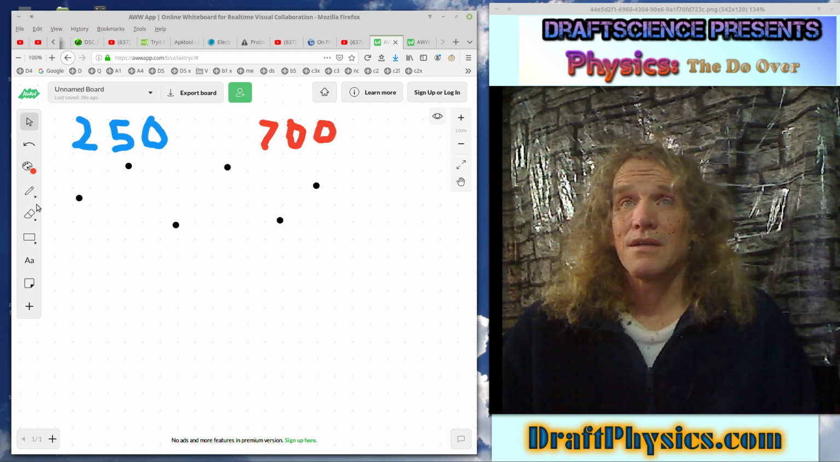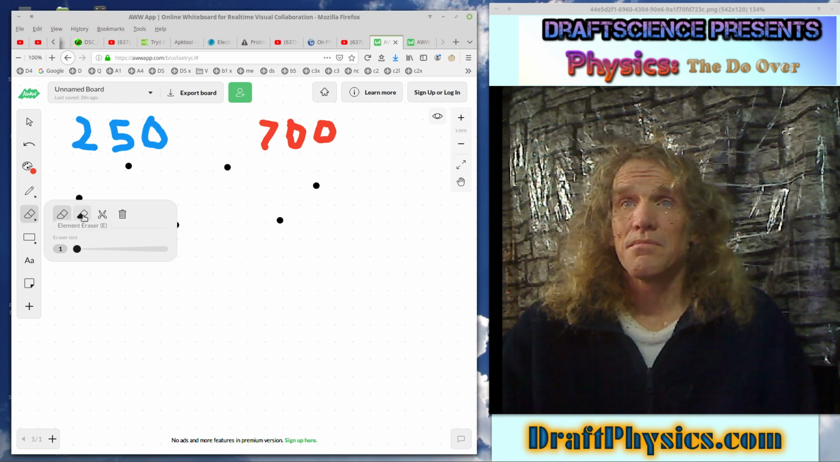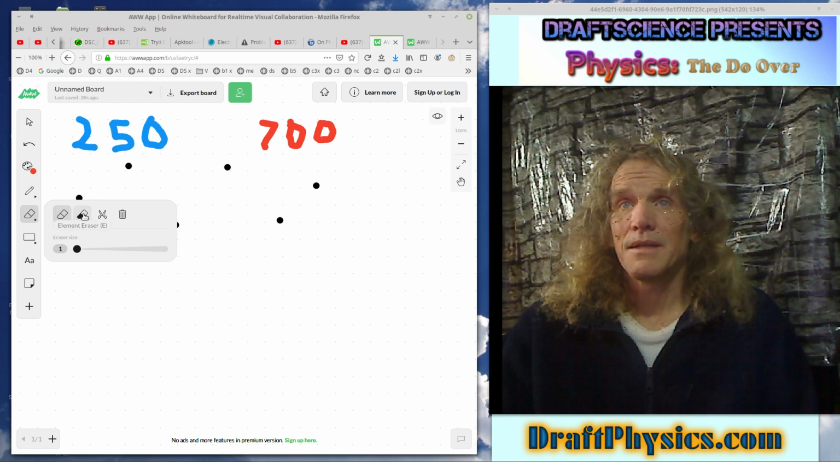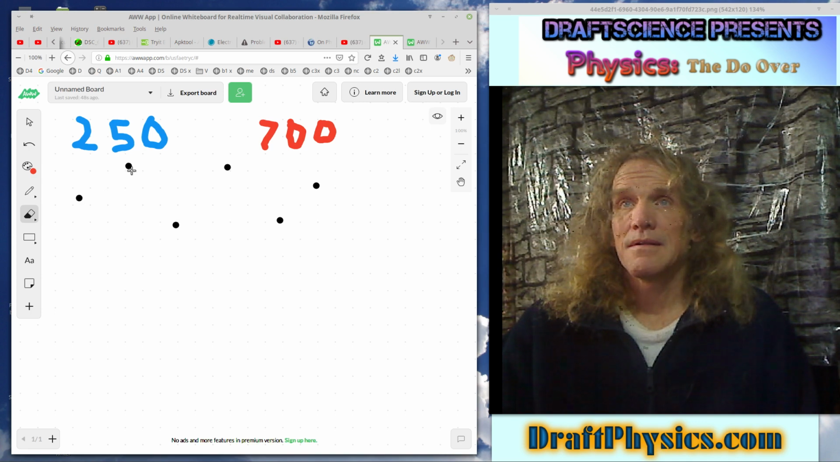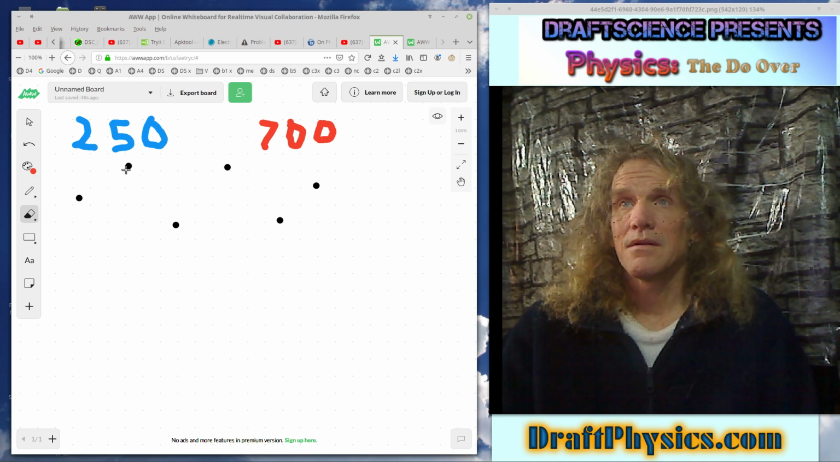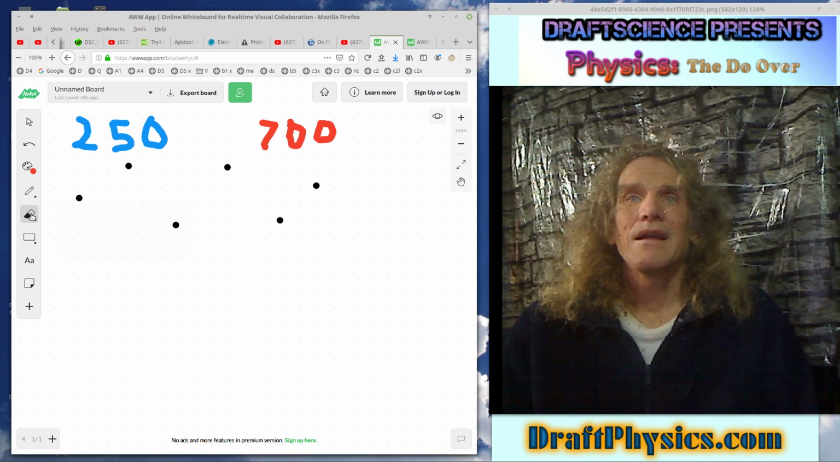But anyway, we can just erase for now and put them back. Element eraser. Okay, let's see how that works. That didn't erase that element. Didn't do a damn thing. Alright, so we won't do that.